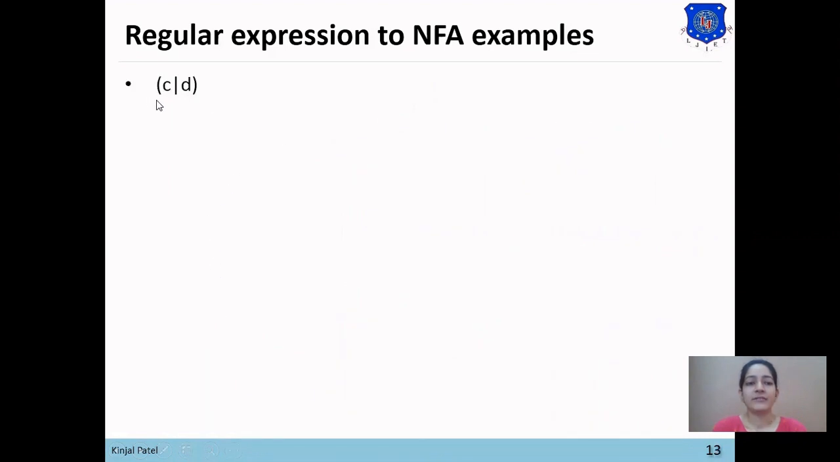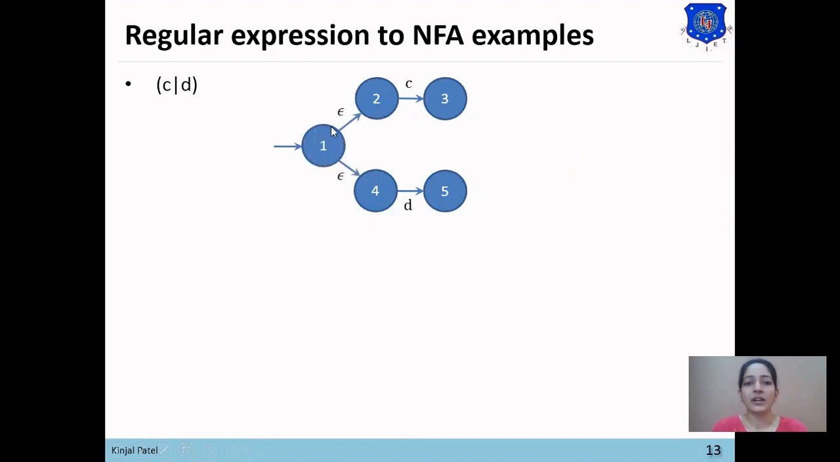Now the third example is to construct the NFA for c or d. We will first draw the c transition from state 2 to 3, then one d transition from 4 to 5, then one null transition from the starting state before 2 and 4. So from the starting state towards state 2 and state 4 there will be one null transition, and from state 3 to 5 there will be one null transition toward 6. So here is the NFA for c or d.